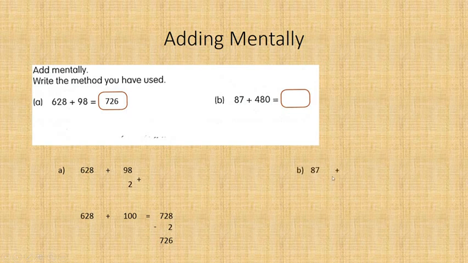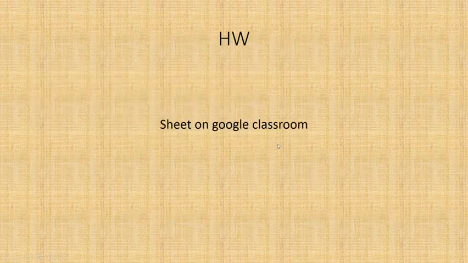87 plus 480. So tell me, what are you going to do with it? Easy. I will just make this 87, I will make it 90. So I will just add 3. So 90 plus 480 is going to be equal to 570. But I added 3 here in the question, so what I have to do here in the answer? Yes, exactly. I would just subtract 3. So the answer is going to be 567. So just put it in the answer. Okay, so that's the adding mentally, guys.